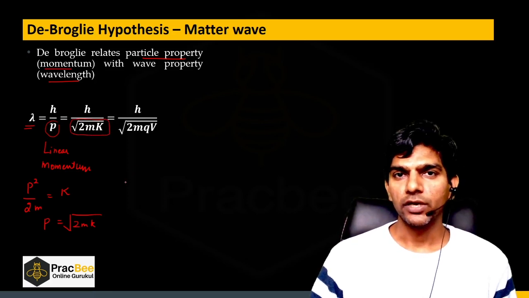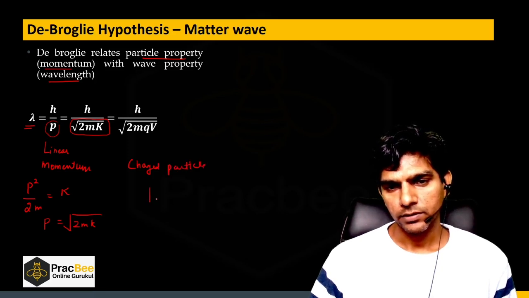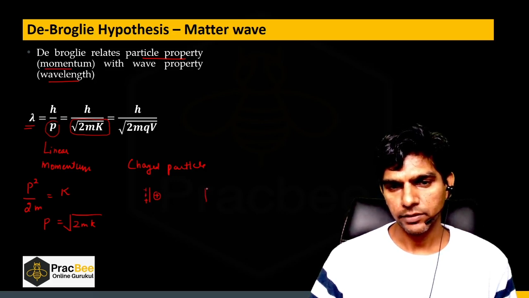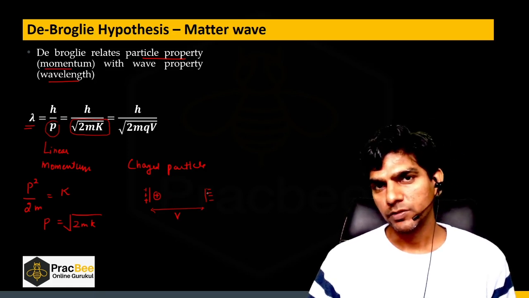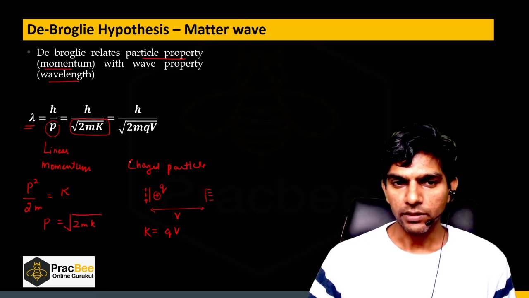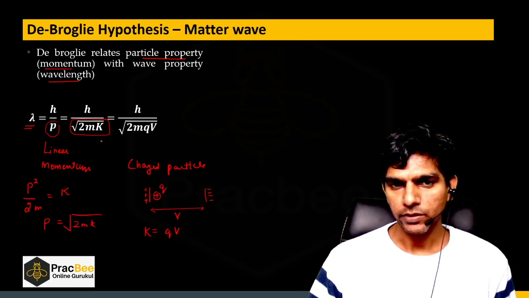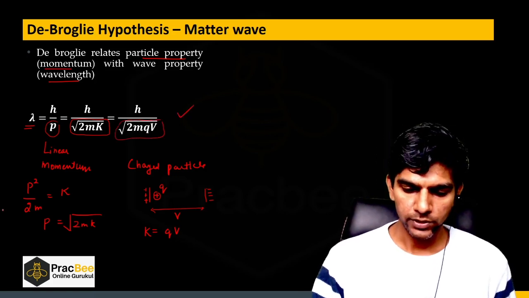Now suppose we have a charged particle. In case of a charged particle, say we have a positively charged particle, and if we accelerate this positively charged particle through a potential difference of, say, V, then the kinetic energy acquired by this particle will be the charge of this particle times the potential difference, qV. So this is nothing but the kinetic energy acquired. So we can write kinetic energy in terms of potential: K will be qV. So we can also write linear momentum as root of 2m qV. Right? So do remember this formula.